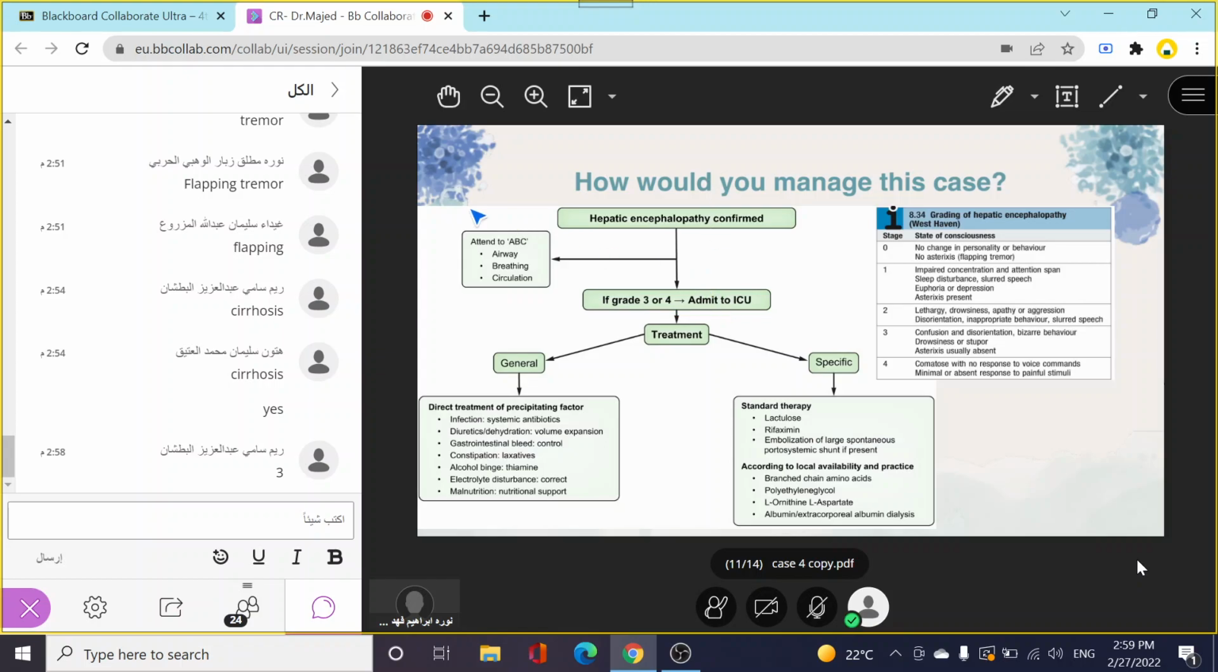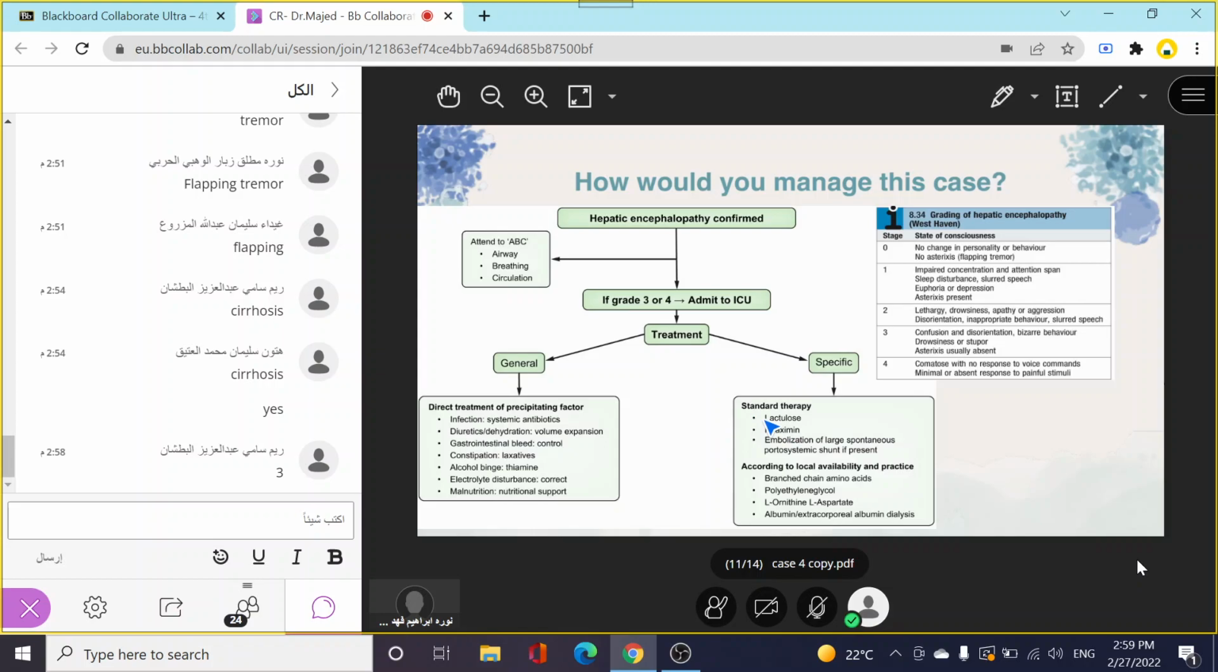Okay, for hepatic encephalopathy, when we confirm the diagnosis, we check the ABC. Then, if it's grade 3 to 4, we admit to the ICU. We do the general management. If there's infection, we will give systemic antibiotics. For dehydration, we give volume expansion. Gastrointestinal bleeding, we should control it. We give laxatives for constipation. We give thiamine in case of alcohol binge. Also, we correct the electrolytes and malnutrition.